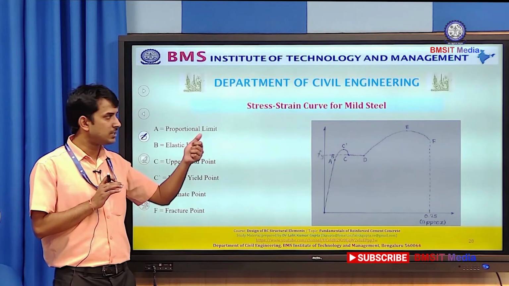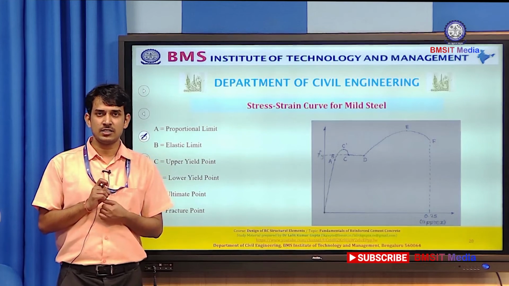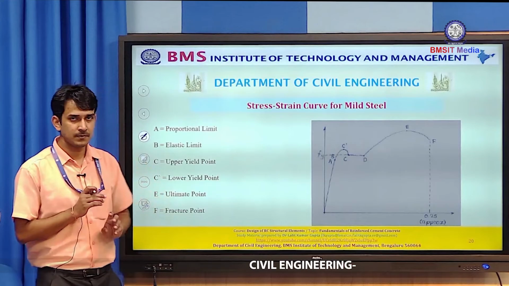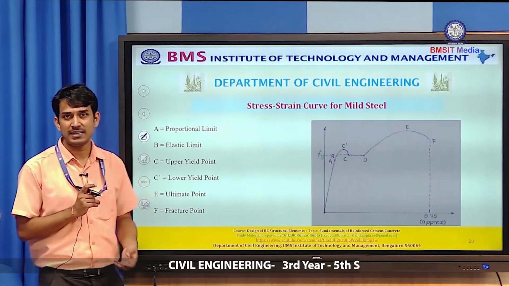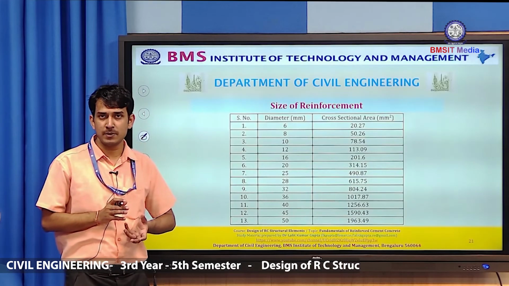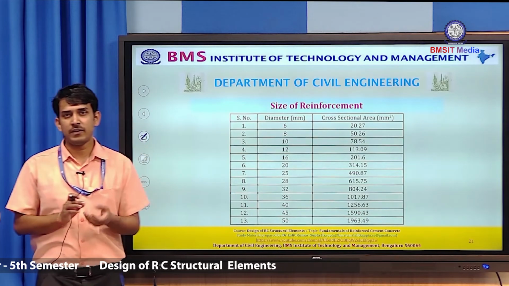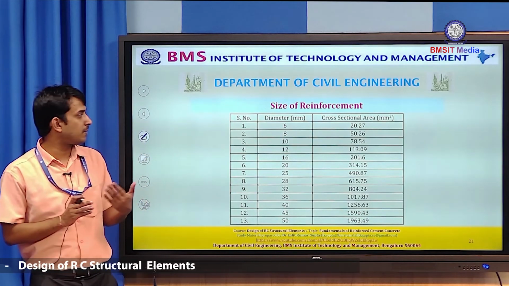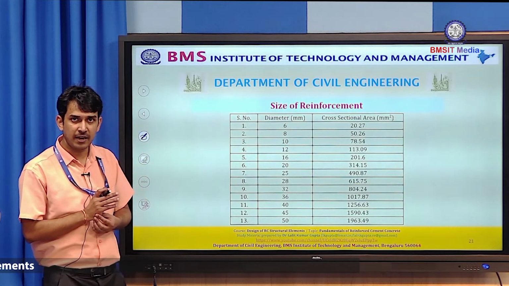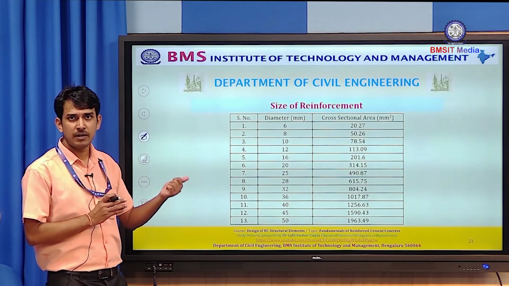This is the graph we have plotted when applying the tension force on the mild steel bar. On the basis of that we have plotted this curve. So this is the stress strain behavior of the mild steel. Then we have the various sizes of reinforcement, on the basis of which we take the cross sectional area of the reinforcement. We have reinforcement bars from 6 mm diameter to 50 mm diameter, and the cross sectional area for each bar we can easily calculate.